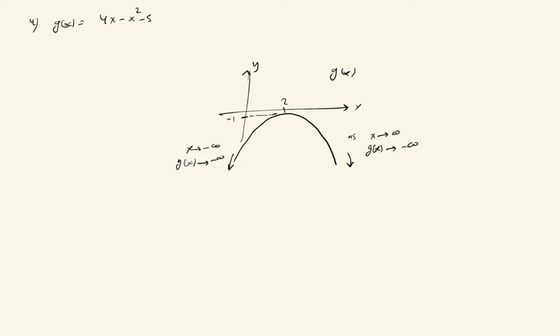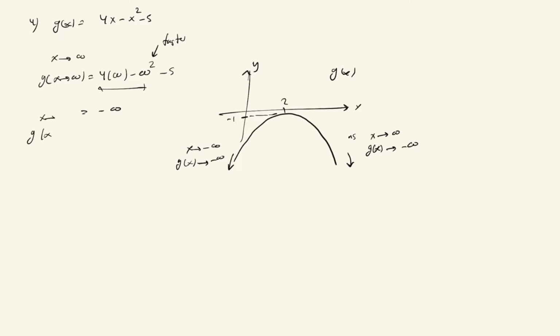Now we can also do this using the function g of x. So as x goes to infinity, we have 4 times infinity minus infinity squared minus 5. Minus 5 is just a constant, so we don't care about this part. Notice that infinity squared is faster than the first term, infinity. Therefore, this is going to minus infinity.